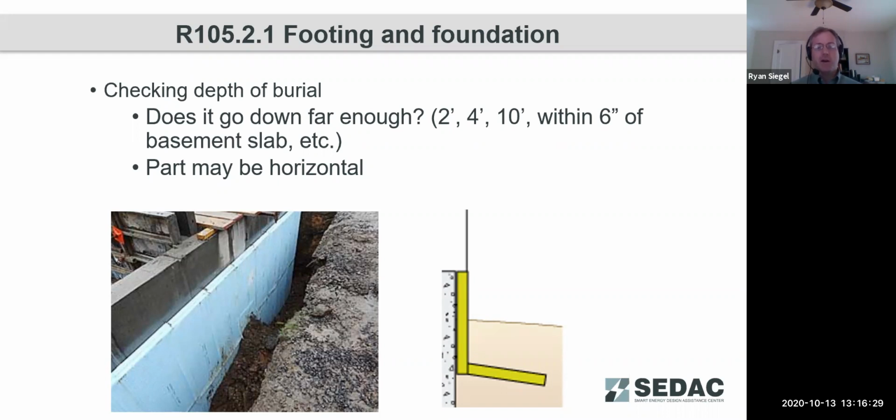Code also does allow for part of the insulation to be placed in a horizontal plane. So we'll have a vertical portion and then a horizontal portion. The sum total of the height and the length that it comes out would need to meet the specification, be that 2 foot, 4 foot, or whatever the specification would call for.